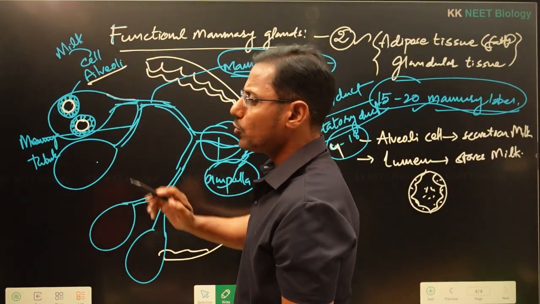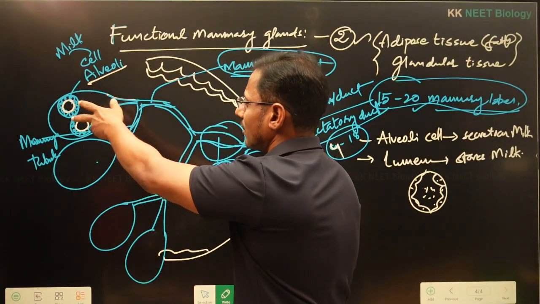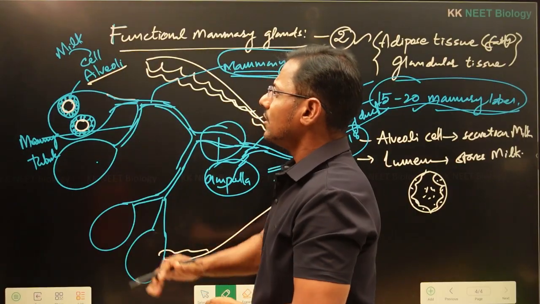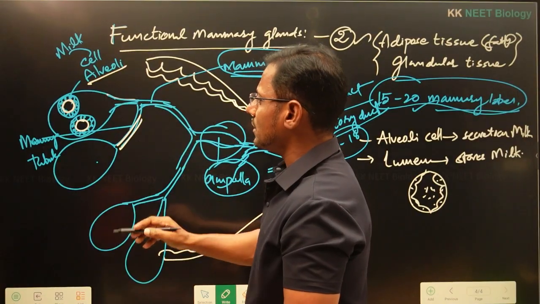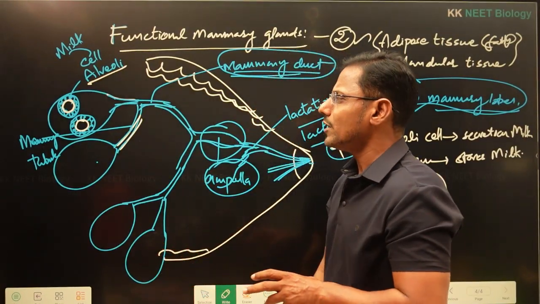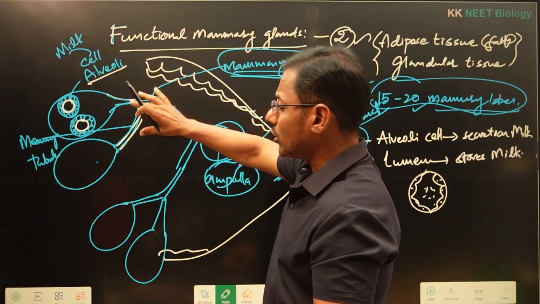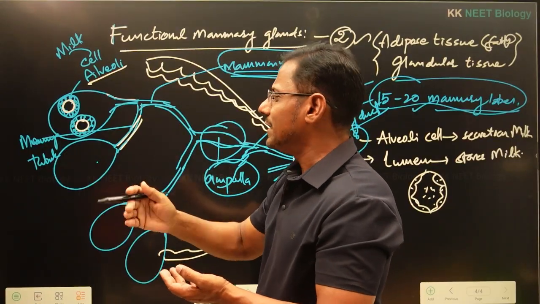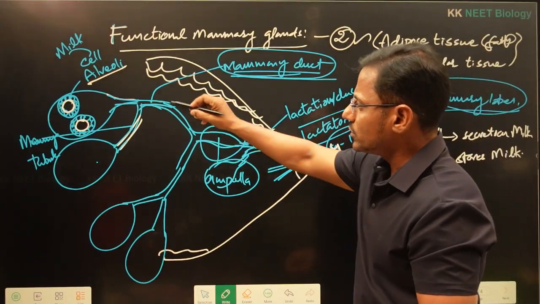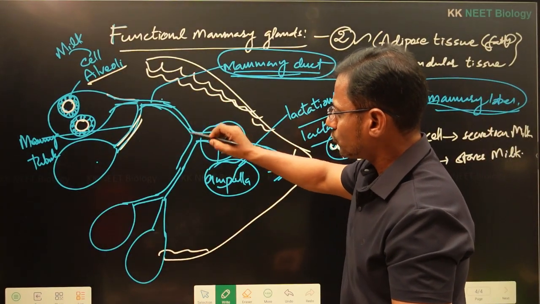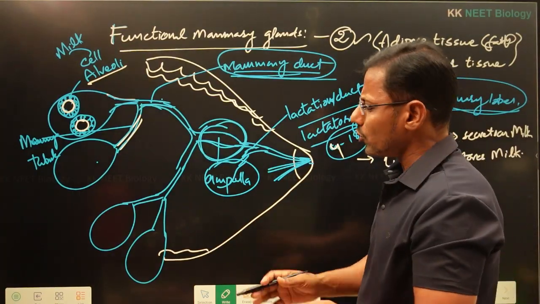These are the mammary lobes. Each mammary lobe has numerous alveoli. A small tubule rises from each lobe, which we call the mammary tubule. These mammary tubules join together to form one more, slightly bigger duct, the mammary duct. These mammary ducts join to form a wider region, which we call the ampulla, or mammary ampulla.